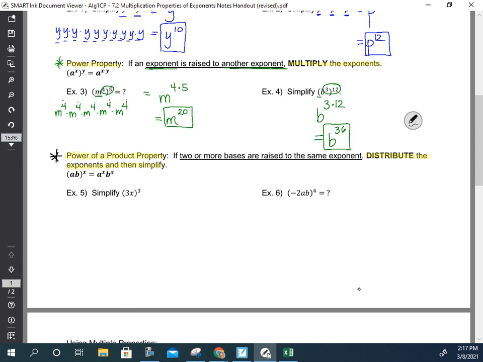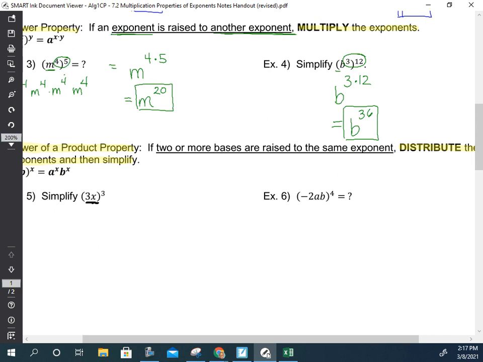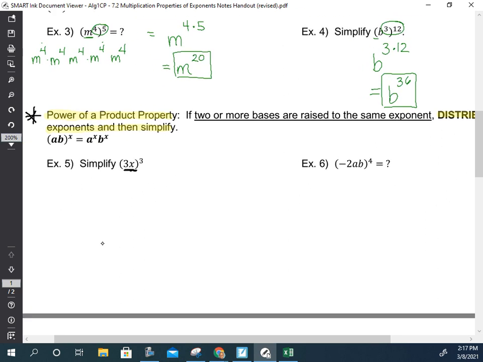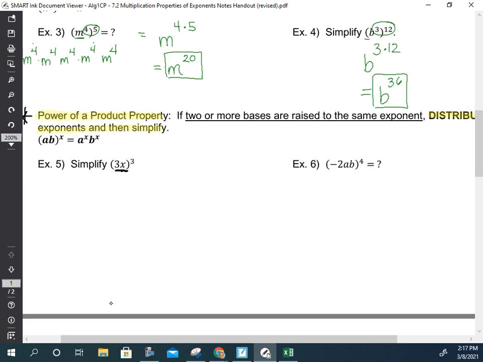So example 5. Two or more bases raised to the same exponent. So look inside the parentheses. How many items are inside the parentheses? 2. You have a 3 and you have an x. That means everything inside the parentheses gets raised to the third power. So 3 gets raised to the third power, and x gets raised to the third power. The dot means multiplication, but we already know that's multiplication.